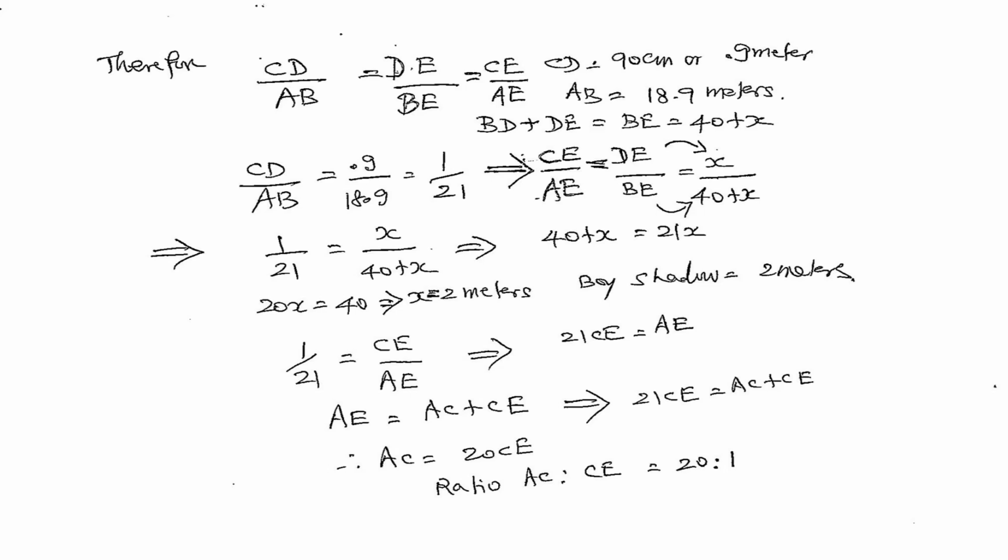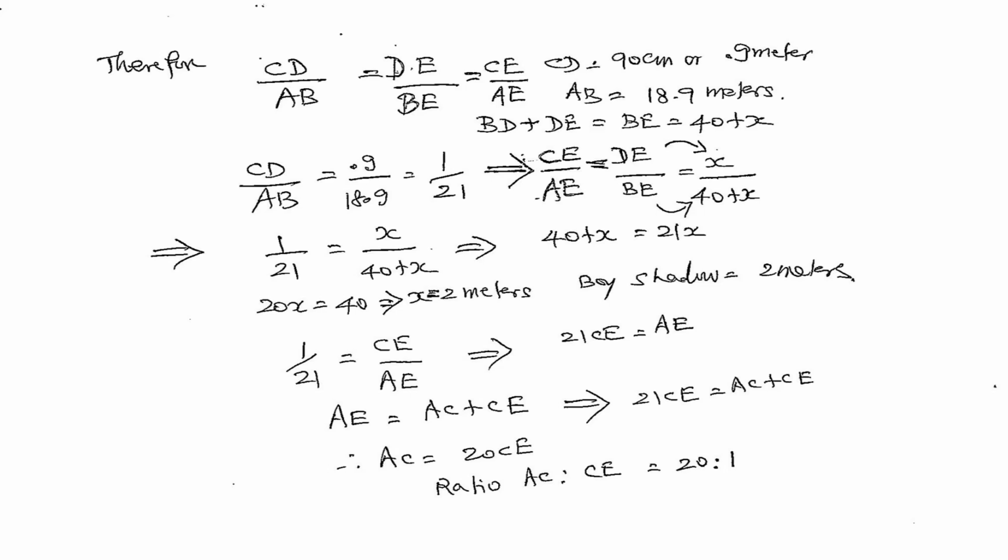CD is equal to 90 centimeters, that is 0.9 meter. AB is 18.9 meters, height of lighthouse. BD plus DE is equal to BE, which is equal to 40 plus X. Therefore, CD by AB, 0.9 by 18.9 is equal to 1 by 21 is the ratio, which must be equal to CE by AE is equal to DE by BE. DE is X, BE is 40 plus X. Therefore, 1 by 21 is equal to X by 40 plus X.